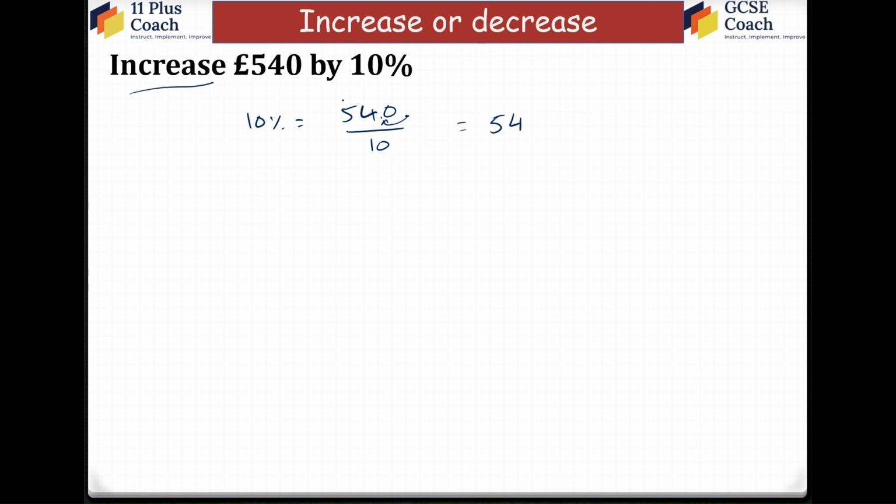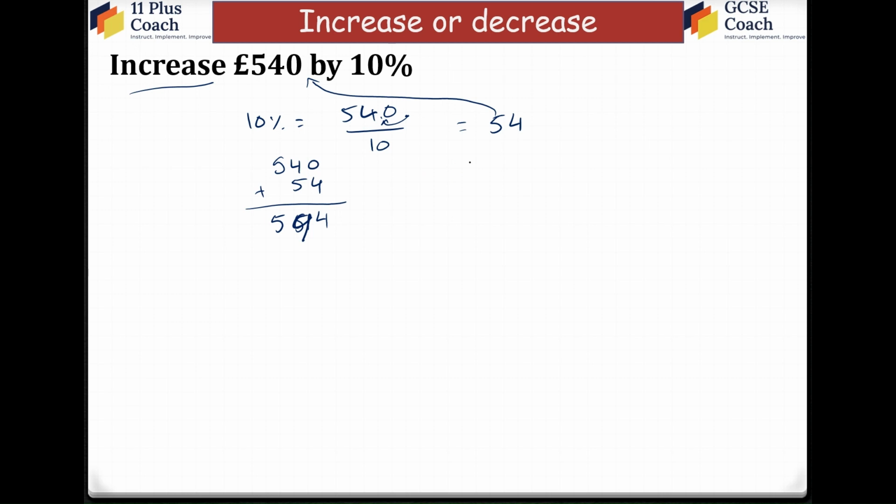Because I'm increasing it, that means I need to add this amount on to the original number. So in this case, 540 plus the 54. I must add it on because I'm increasing it. So 0 plus 4 is 4. 4 plus 5 is 9. 9. And 5 plus nothing is 5. So the answer to this question is 594.